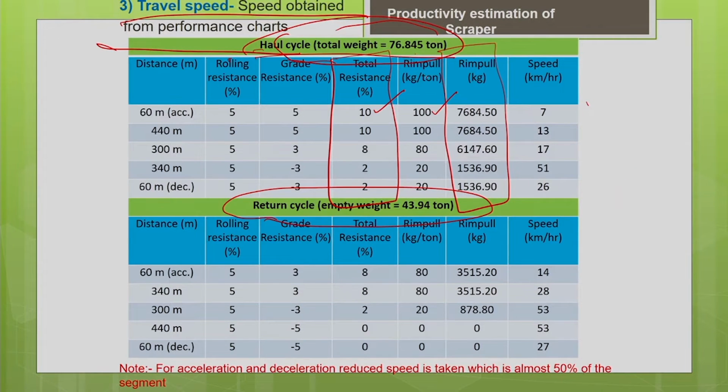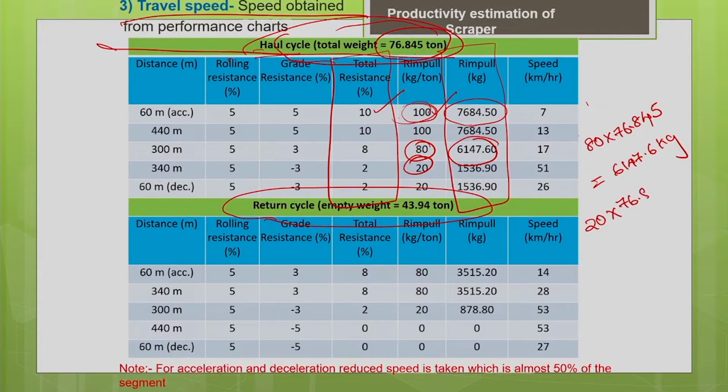For this rim pull in kg, we have already determined kg per ton earlier. According to the weight of your machine, here the gross weight of the machine is 76.845 ton. So multiply the rim pull in kg per ton by the gross weight of the machine, and you will get the total rim pull in kg. So 100 into 76.845 gives you 7684.5. Similarly, 80 into 76.845 gives you 6147.6 kg. So this 80 kg per ton is converted into 6147.6. Similarly, 20 kg per ton multiplied by the gross weight of the machine, 76.845, gives you 1536.9 kg total rim pull.